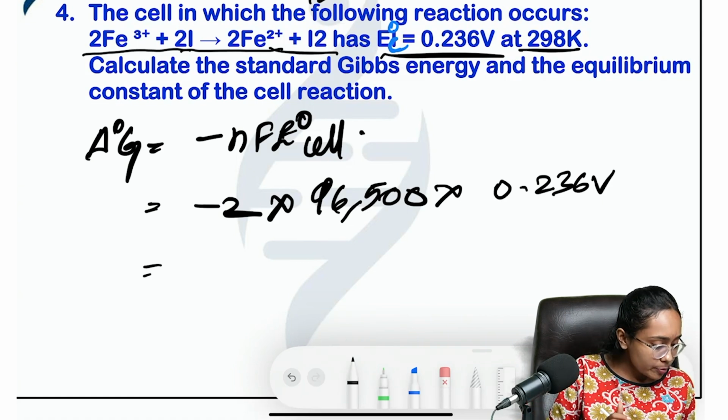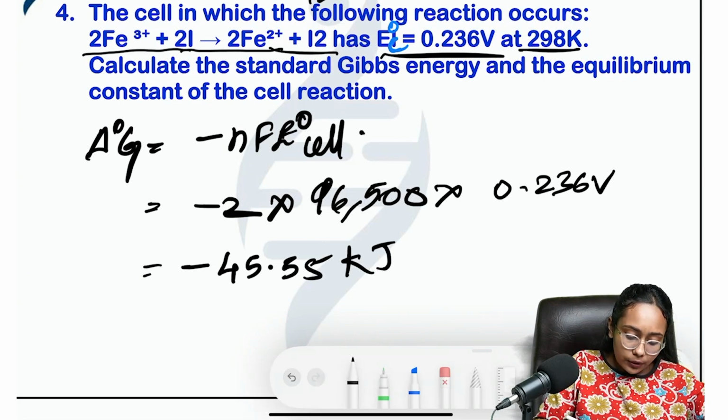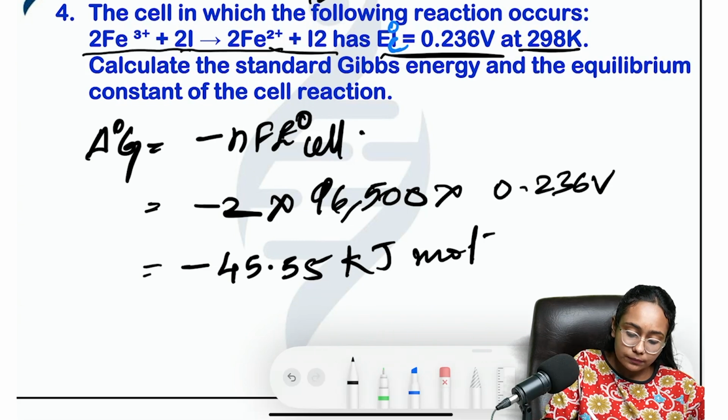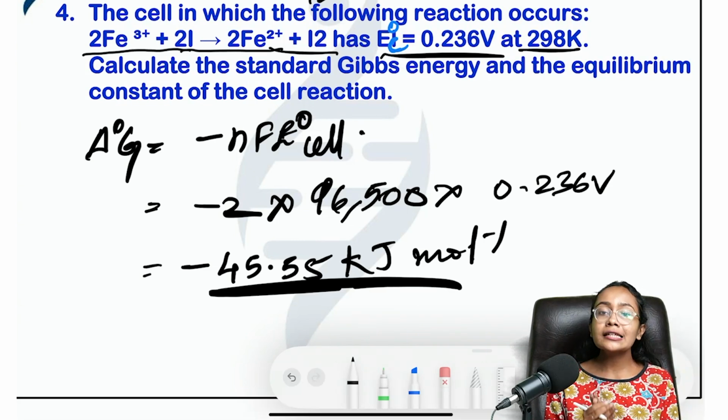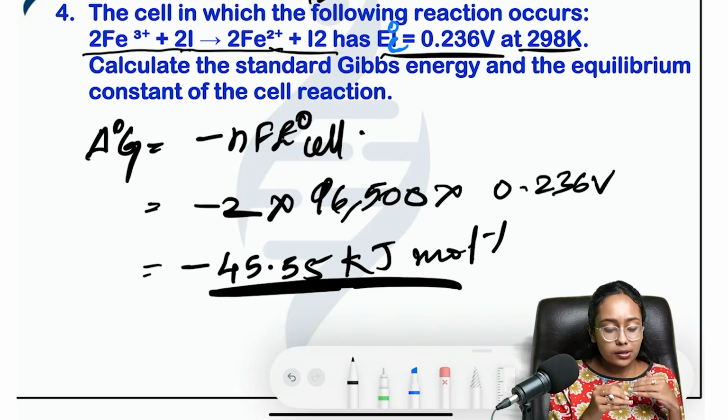Therefore, the standard Gibbs free energy is equal to minus 45.55 kilojoule mole inverse. This is the standard Gibbs free energy. It's just very simple to find out. Just substitute the values given in the question into the given equation.